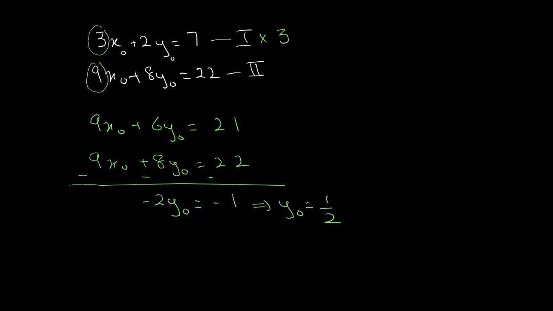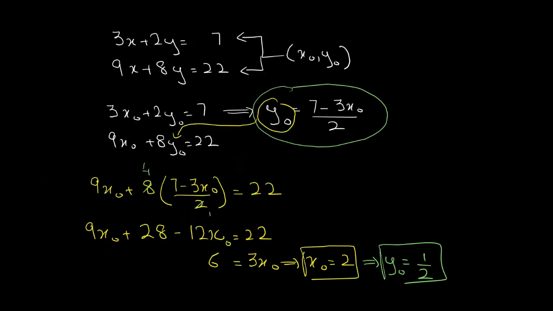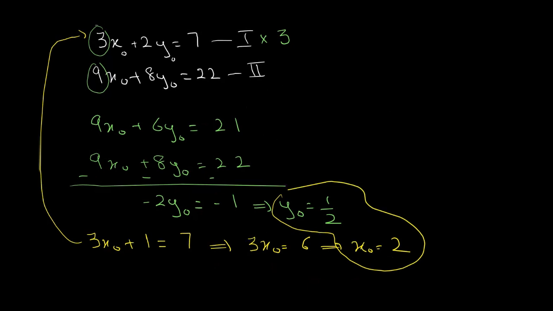So if I put in y naught equal to half, I can put it in any equation. Let me put it back in equation 1. That gives 3x naught plus 2y naught, but 2 times a half is 1, so 3x naught plus 1 is equal to 7. Using this equation, 3x naught is equal to 6, which implies x naught is equal to 2. So now we have the same solution as we had previously: x naught is equal to 2, y naught is equal to half. You could do it either way and you get the same answer.